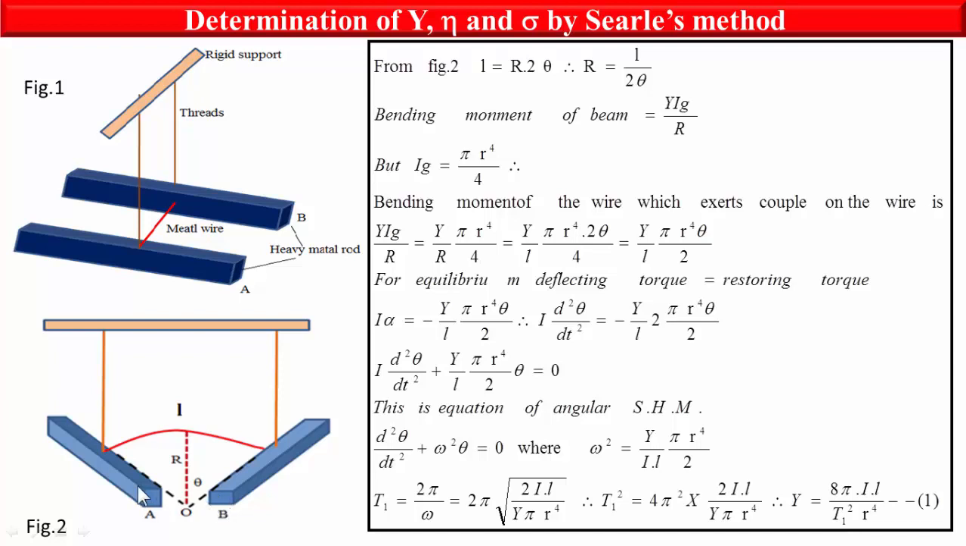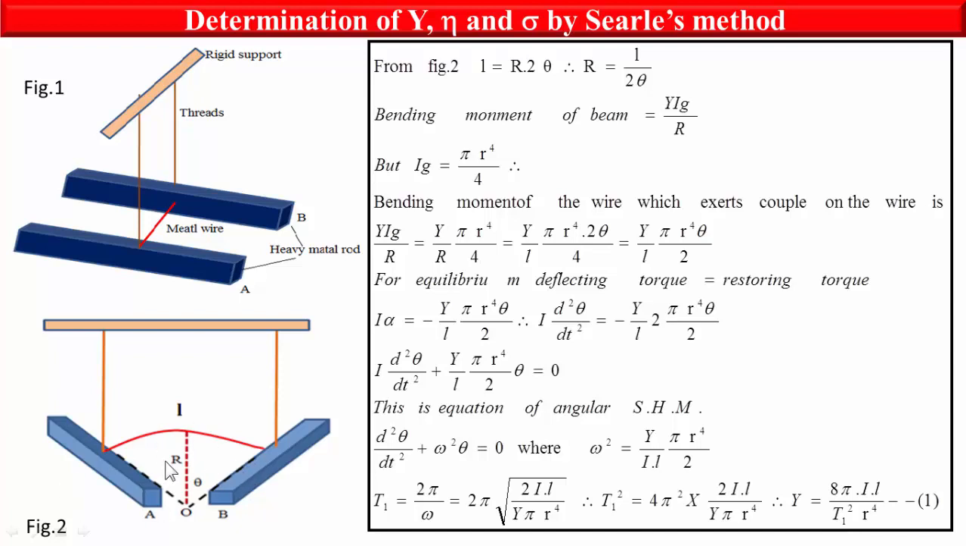This is because when we bend these two heavy metal bars, this is nothing but our deflecting torque, and due to the elasticity of the material of the wire, the restoring torque will be developed within the metal wire. So as soon as we release the two ends of the bar, the restoring torque comes into play, and in this way the system starts performing angular SHM in a horizontal plane. Now let us consider the theoretical part.